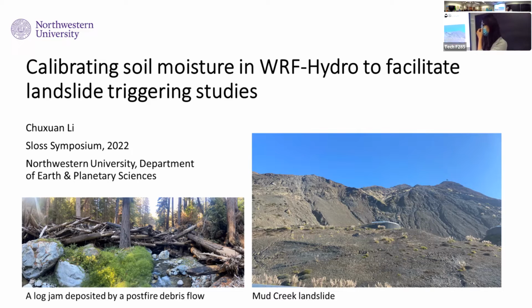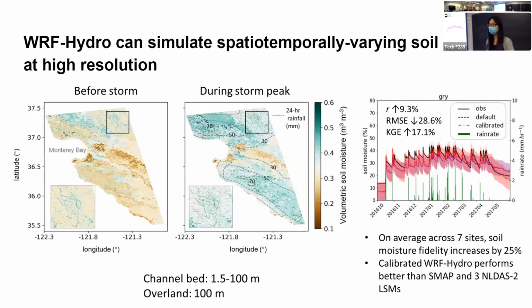In these types of landslide events, soil moisture is usually the key variable. However, the observations of soil moisture are sparse and limited, especially in these topographically complex regions and high mountain areas. That brings me to the idea of using a hydrological model, WRF-Hydro, to simulate spatiotemporally varying soil moisture. And it turns out that WRF-Hydro can simulate that at quite a high spatial resolution.